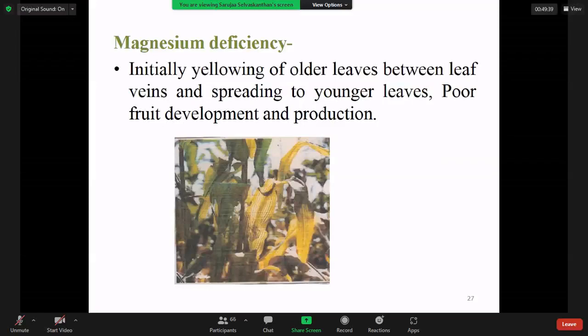Okay, and in the plant you can also see weakened shoots. Okay, twigs are very weakened. Leaves are usually small in nature, small leaf formations. Okay, and they are curling upwards at the margin. Like that, there are several symptoms you can observe in magnesium deficiency.